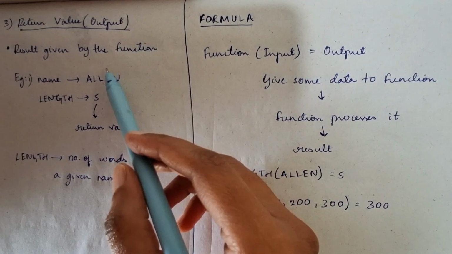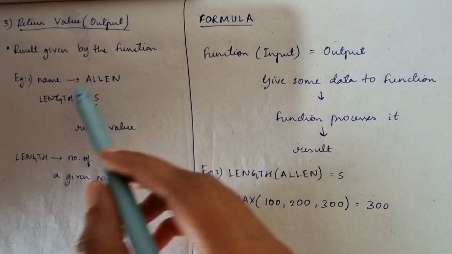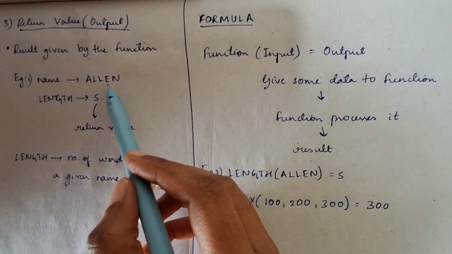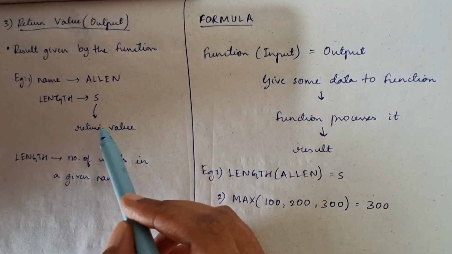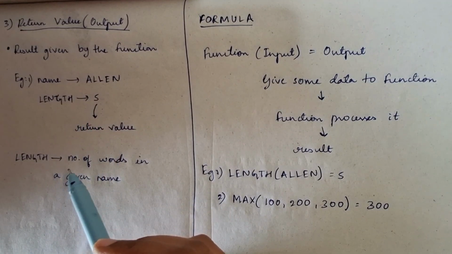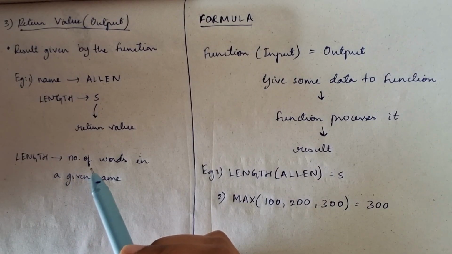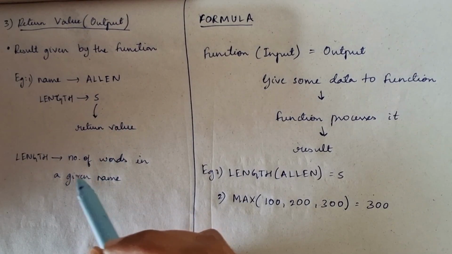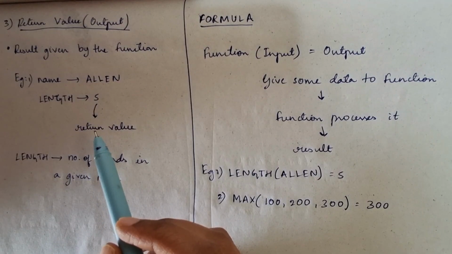Here return value means the result given by the function. For example, if the name is Alan, length of this name gives 5. So 5 is a return value for this length function. Guys, here length means it calculates the number of characters in a given name, that is in Alan. So the number of characters is 5, so the length will be 5.